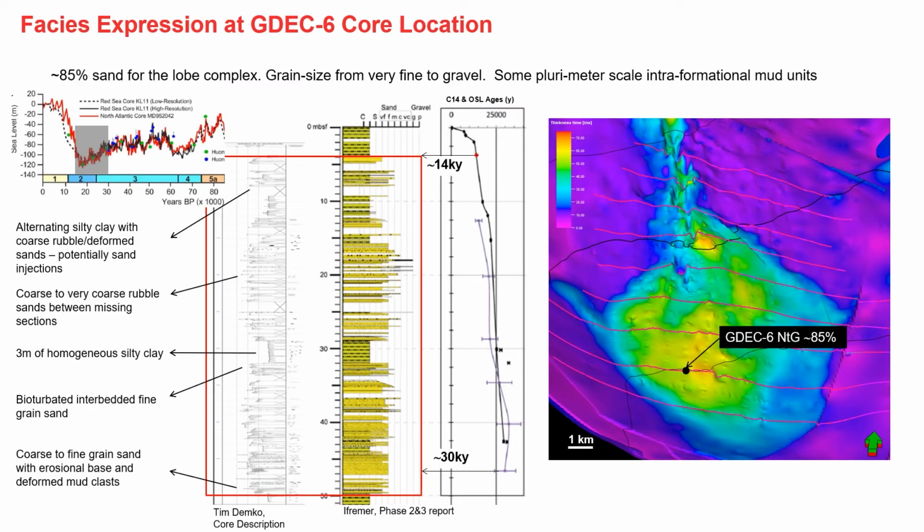The core shows a very sandy lobe complex, mostly made of sand at 85%, with grain size ranging from very fine to gravel, mostly medium. There are some plurimeter-scale intraformational mud units separating the sand, described as homogeneous silty clay.